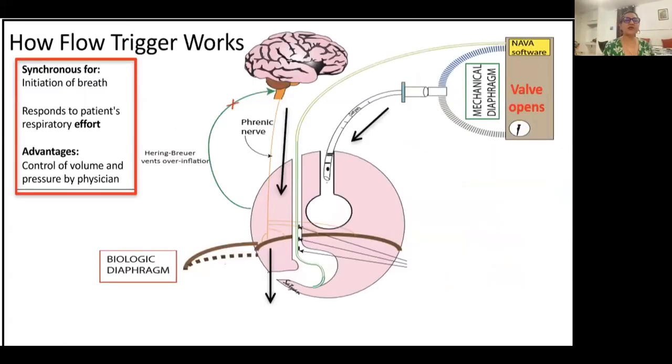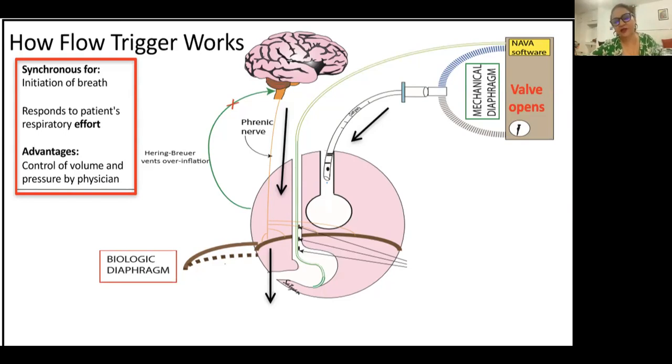Now, if you see how the flow trigger worked, there was a flow sensor, which would sense the change in the flow by knowing the change in the temperature of the gas. And so this will tell the ventilator to synchronize for the initiation of breaths. So that can happen, and it responds to the patient's respiratory efforts. So the advantage was the control of volume and pressure by the physician. But this is not completely synchronized.